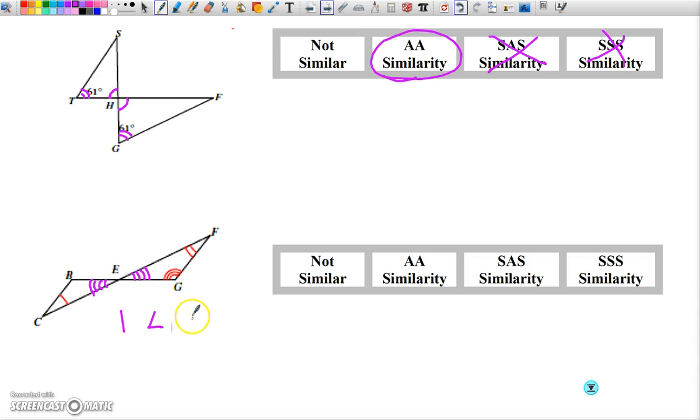So one angle congruent. But then when you look at the other ones, we don't know because C is not marked the same as the other two. We don't have any side lengths, so it can't be either of these. And because we only have one angle that's congruent, we don't have enough information to say that they're similar.